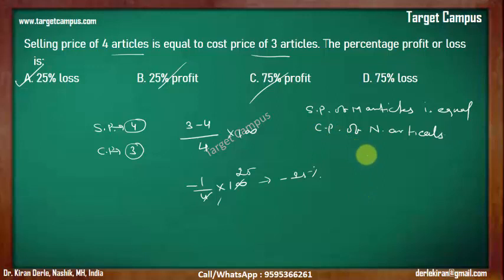Then in that case, profit or loss percent would be equal to (N minus M) upon M into 100. This is the direct percentage you get, right? No need to do anything, right?